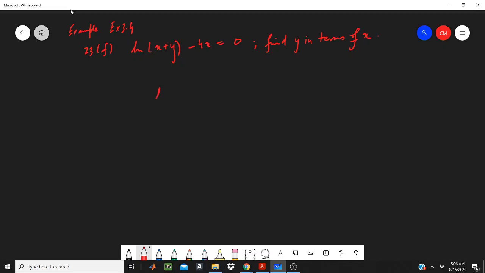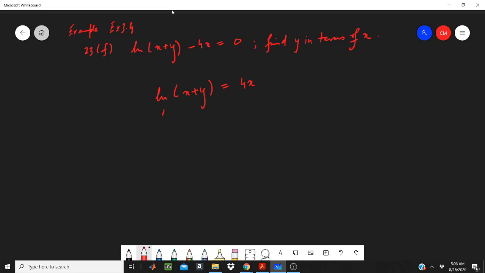So we can write this as ln(x + y) = 4x. Okay, so remember the equation and the previous equation, they both were in log form. This is also in log form.